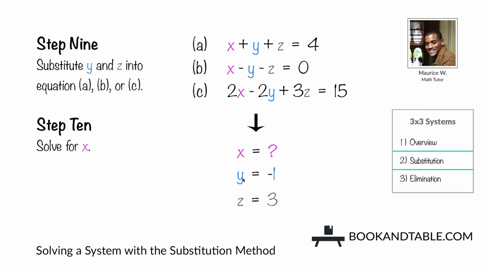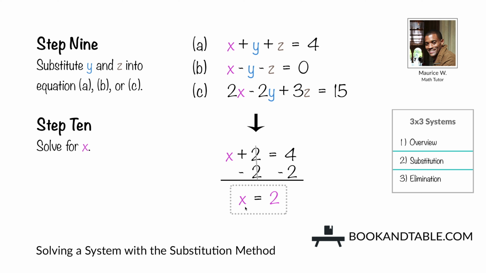So if we plug y is equal to -1 and z is equal to 3 into equation A, we get x minus 1 plus 3 is equal to 4. -1 plus 3 is positive 2. And now we subtract 2 from both sides, showing us x is equal to 4 minus 2, which is positive 2. So when we substitute y and z into equation A, we get x is equal to 2.